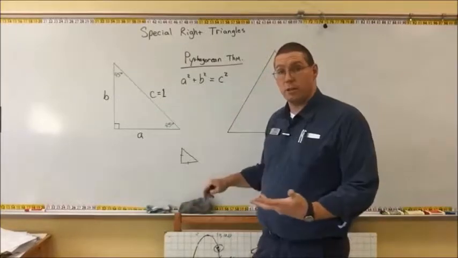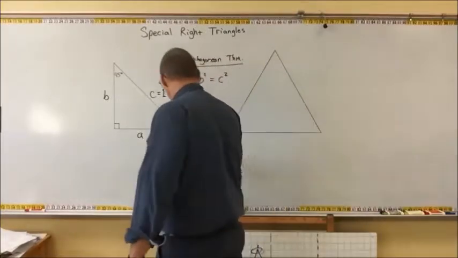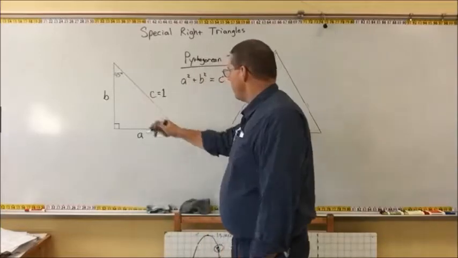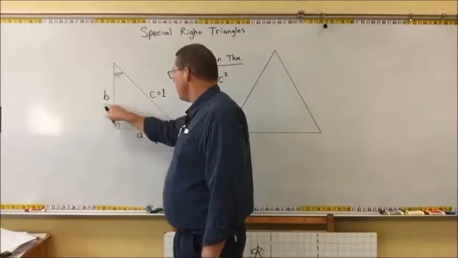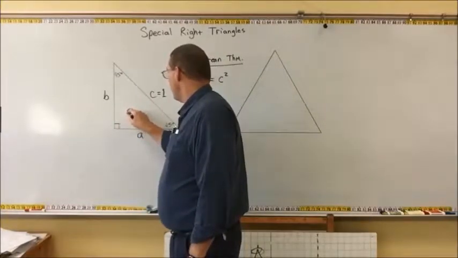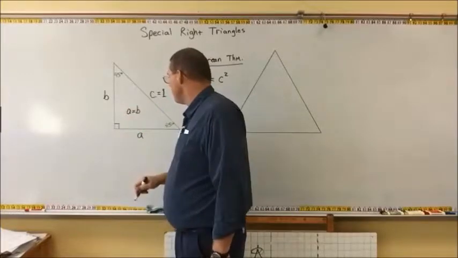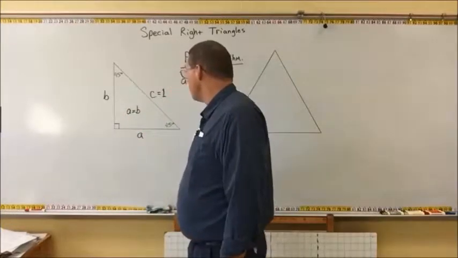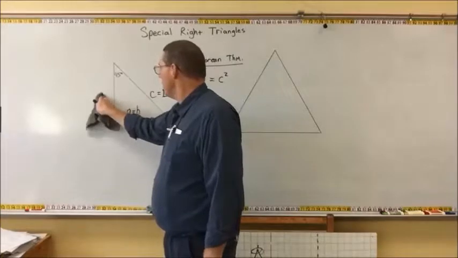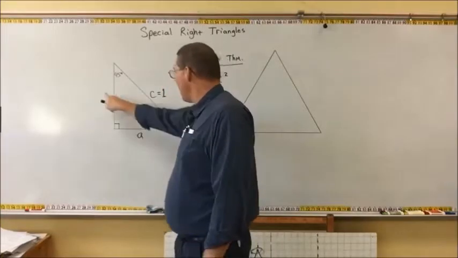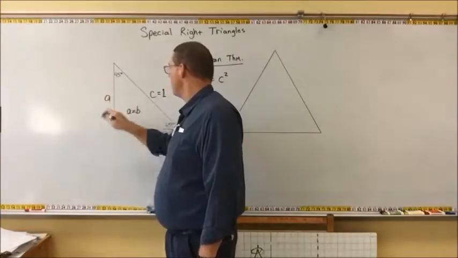And that's what we're dealing with here. So here's what we're going to say. We're going to say that in this particular case, A is equal to B. So A equals B. And therefore, since A is equal to B, we really can put an A down here and an A up here.